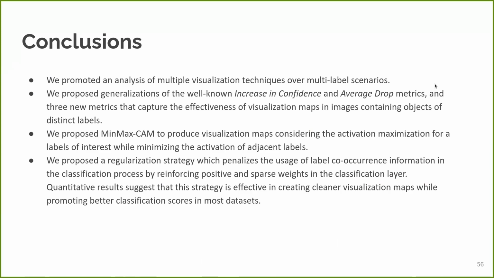So our conclusions. In this work, we analyzed multiple visualization methods and techniques over multi-label scenarios. We generalized existing metrics and proposed new ones to account for multiple labels within a single sample. We proposed MinMax-CAM, which takes into account multiple labels within a single scenario to devise its explaining map. Our empirical results suggest that MinMax-CAM produced more focused and accurate explaining maps at the cost of not highlighting all regions of large objects. Finally, we propose a regularization strategy which favors the creation of positive and sparse synaptic connections in the classification layer, inducing cleaner visualization maps and better classification results.